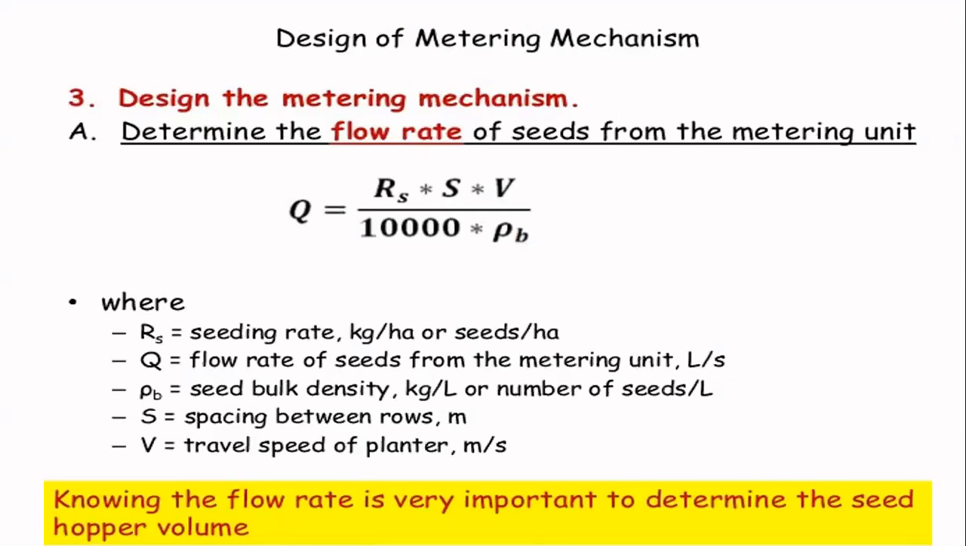Determine the flow rate of seed, that is, in kilogram per hectare. Flow rate or seed rate is calculated, where Q is the flow rate from the metering unit.